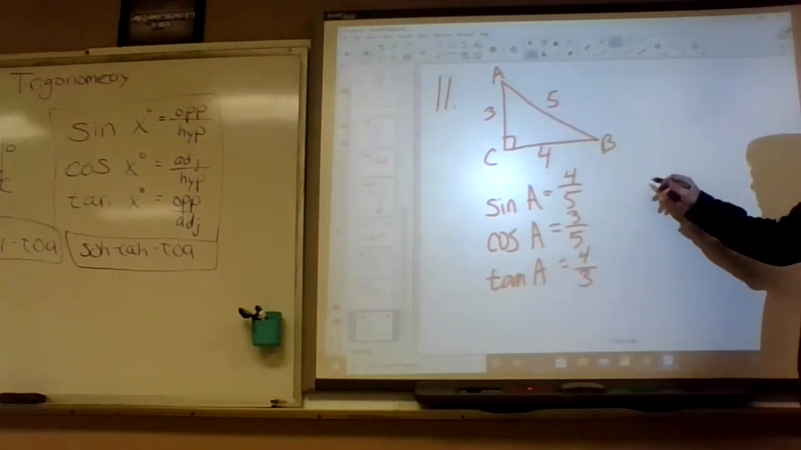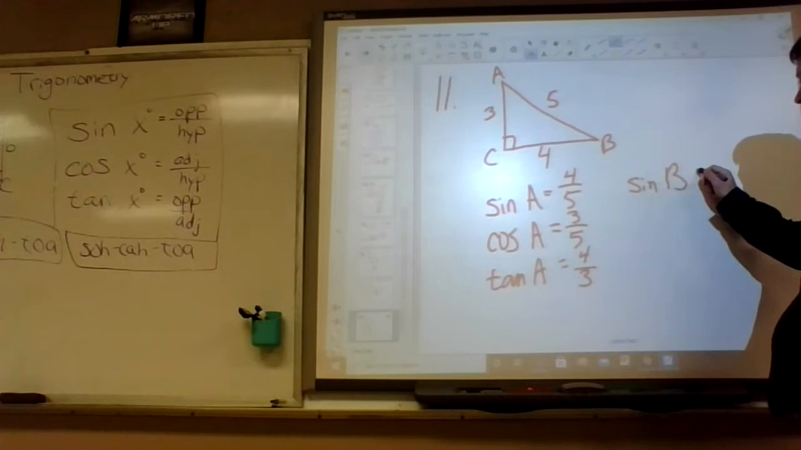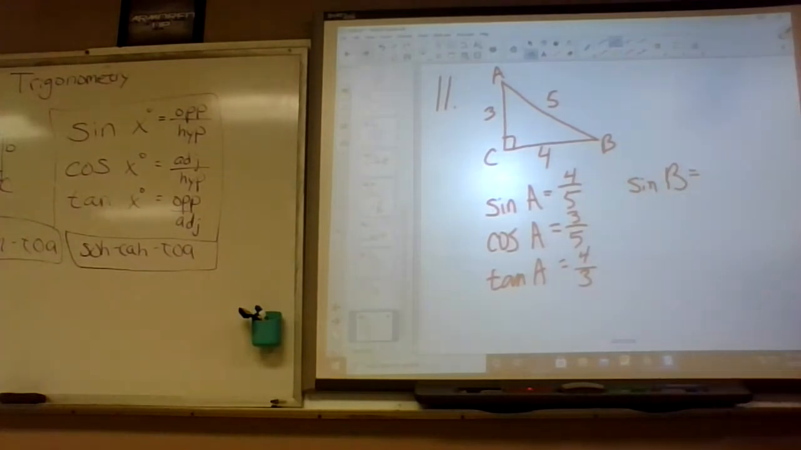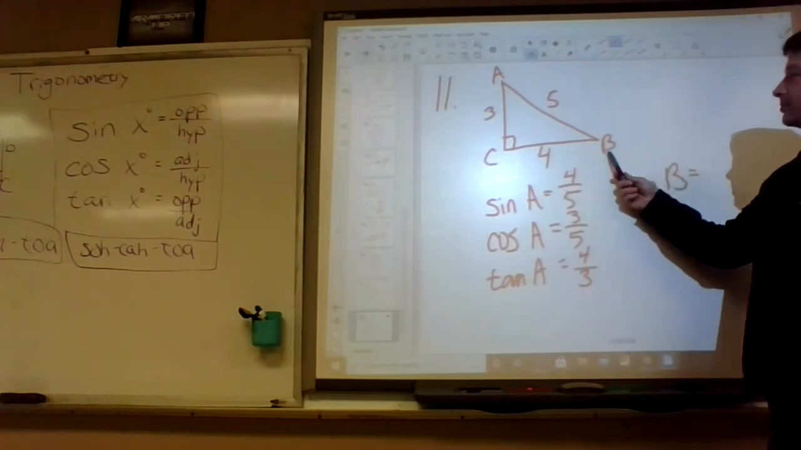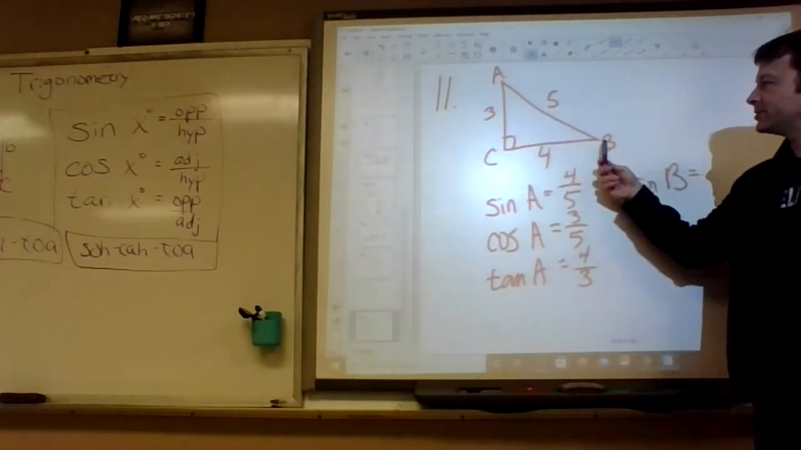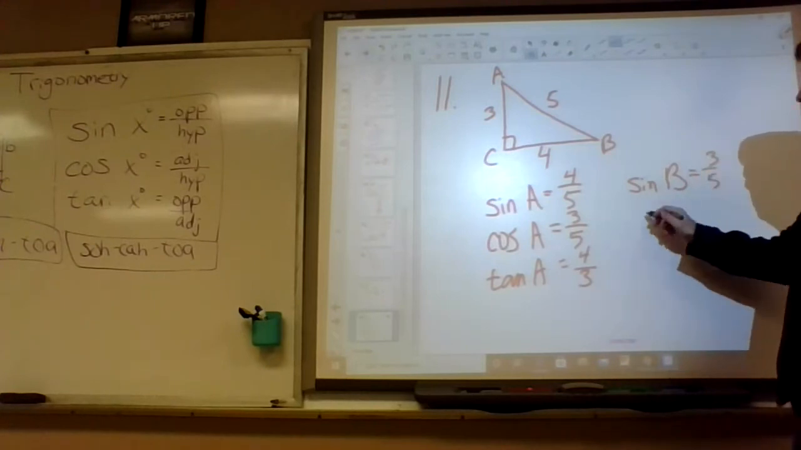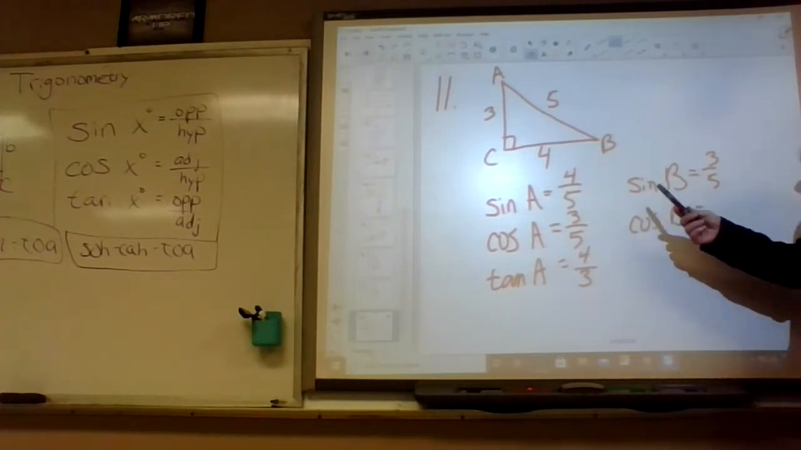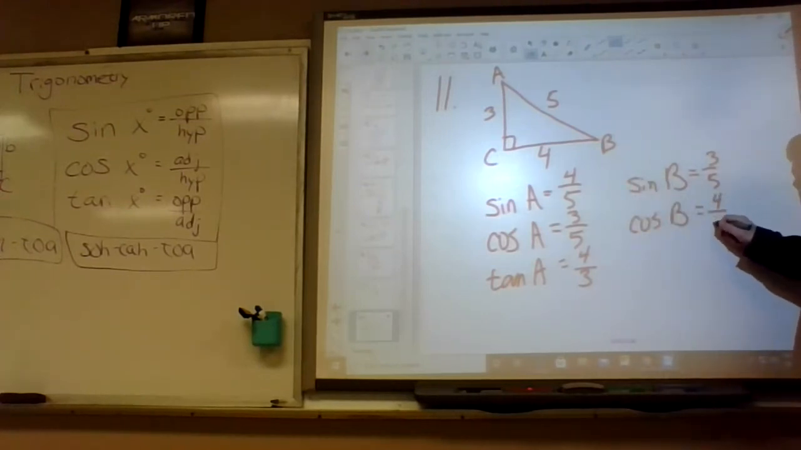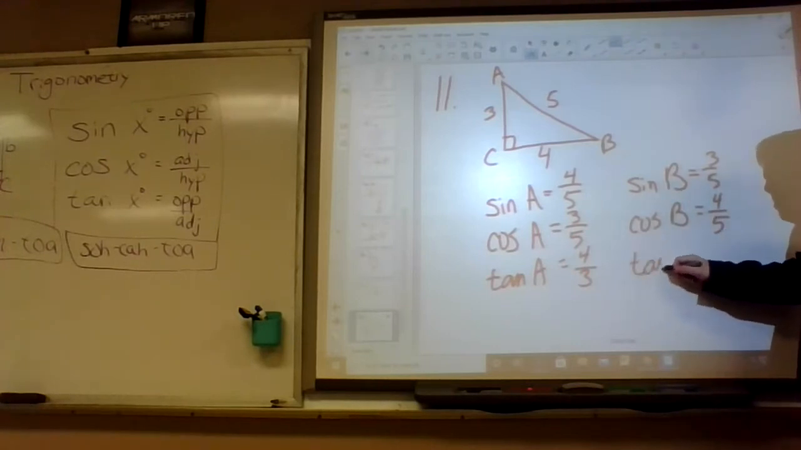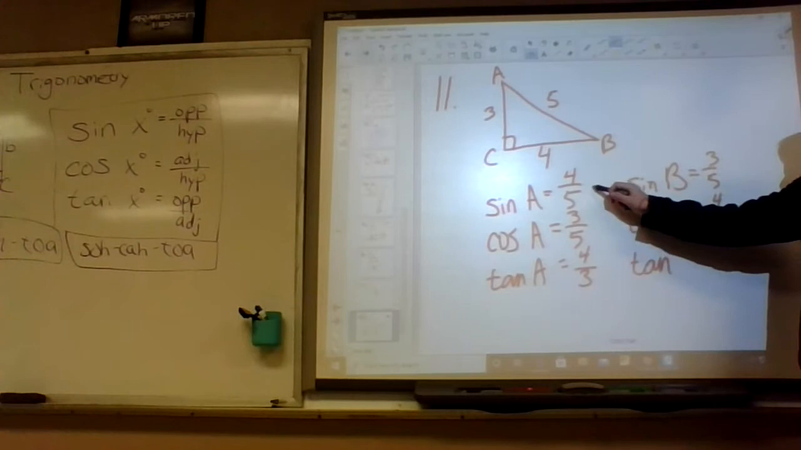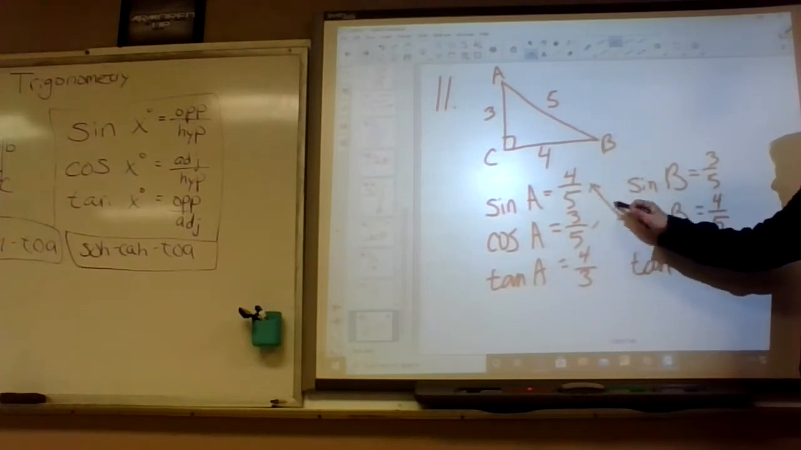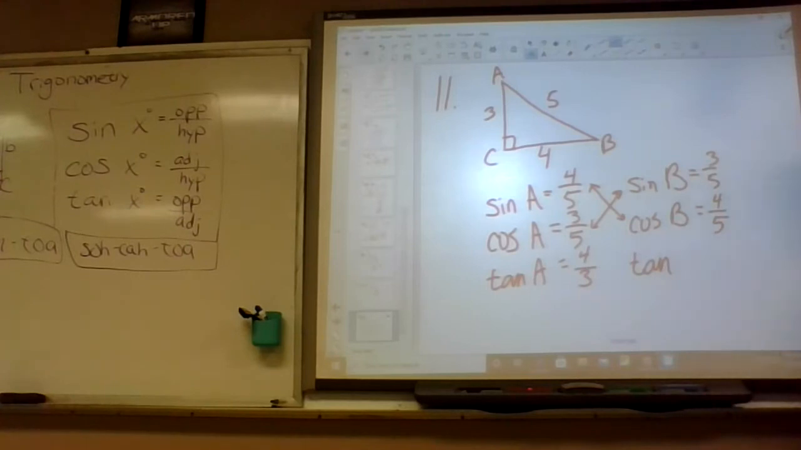And okay, now I'm going to do sine of angle B. So who else wants to try this? David, what's the sine of angle B? So what's the opposite of angle B? 3. What's the hypotenuse? 5. Okay, what's the adjacent to angle B? 4. And what's the hypotenuse? 5. So notice these two are the same, and these two are the same. That always happens. Cosine A, sine B.